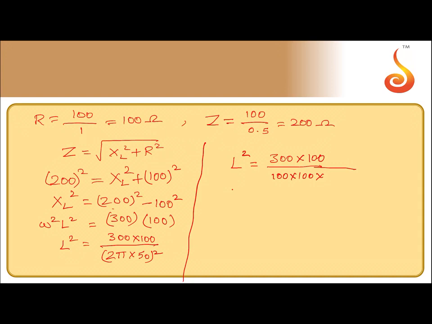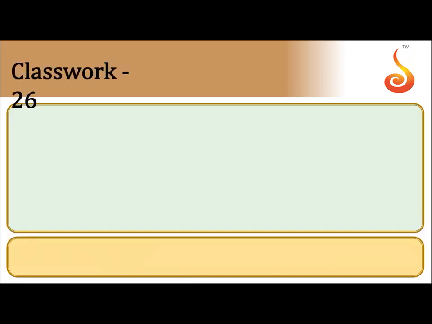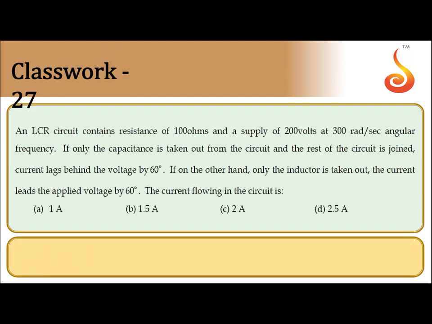Pi square is roughly 10. So 100, 100, these two zeros get cancelled. So L square is equal to roughly 0.3. So L will be 0.55, and so this should be the answer. So that is option A. Okay, we'll move on to next one.